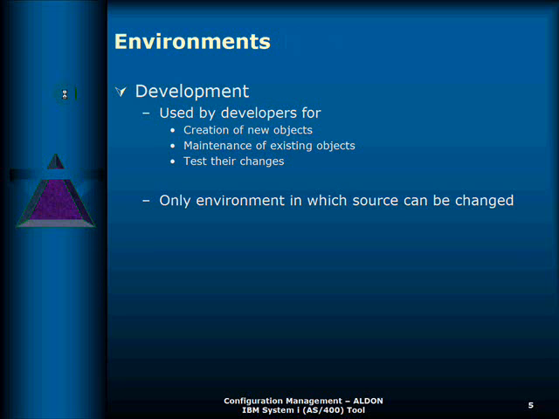What are the various environments we are having in ALDON? First, we have the development environment. This development environment is used by the developers for the creation of new objects and for the maintenance of existing ones. This environment can also be used to test their changes. And this is the only environment in which source can be changed.